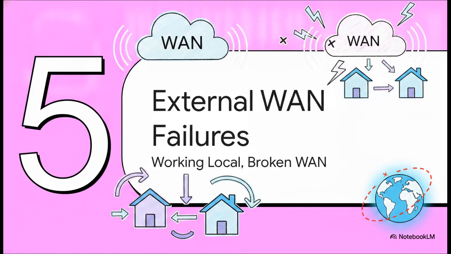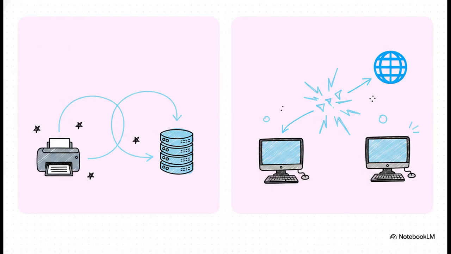Which sets us up perfectly for Section 5, External WAN Failures, Working Local, but Broken Global. This final scenario forces you to elevate your understanding from just checking physical cables to thinking about logical routing. Visually contrast these two realities for a second. On the left side, employees are printing massive documents successfully, they're sharing files over the local server without a hitch. But on the right side, absolutely no one can browse any external websites, nobody can even pull up Google. You have a fully functioning internal local area network, but an entirely broken external wide area network.